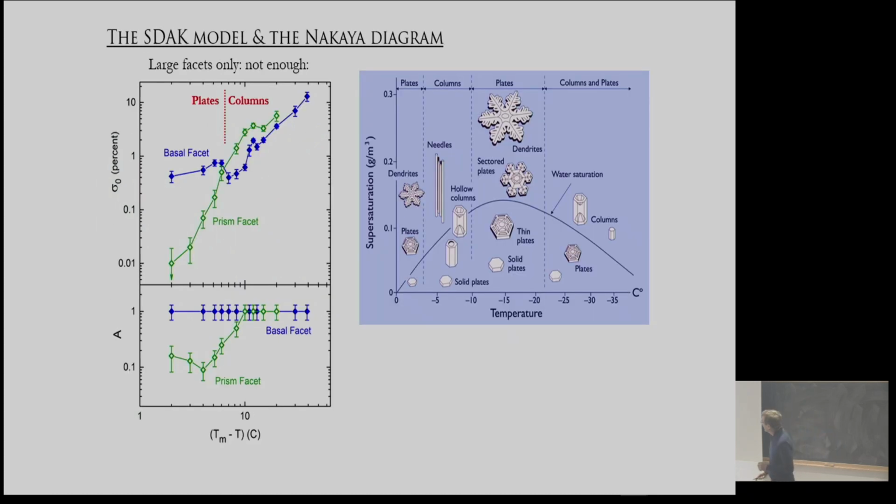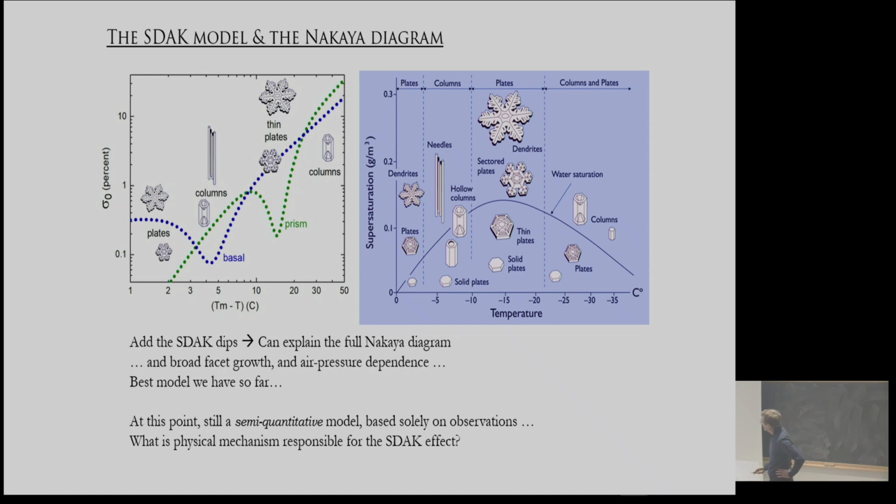So we started with this, where we have broad facets, large facets. That does not cut the mustard. It doesn't work. It doesn't fit the Nakaya diagram at all. But if we include this S-stack model and the S-stack dips, now we have a dip here and a dip here, and just from the data. And lo and behold, it now works pretty well. We get columns and plates and columns and plates, and so it all works.